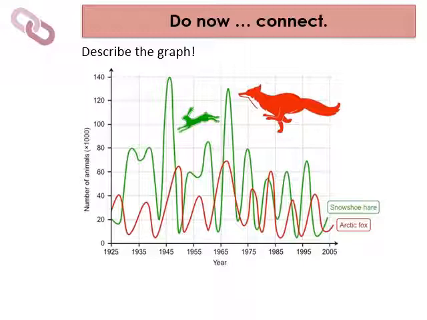Describe what is happening to the snowshoe hare population over the years and what's happening to the Arctic fox population over the years. Is there any relationship between the two? Have a look, describe it for me now.